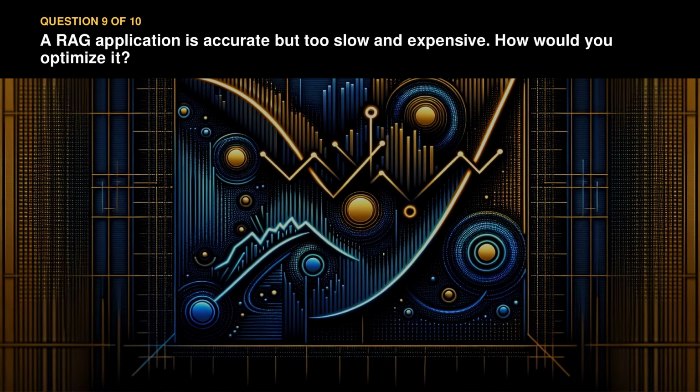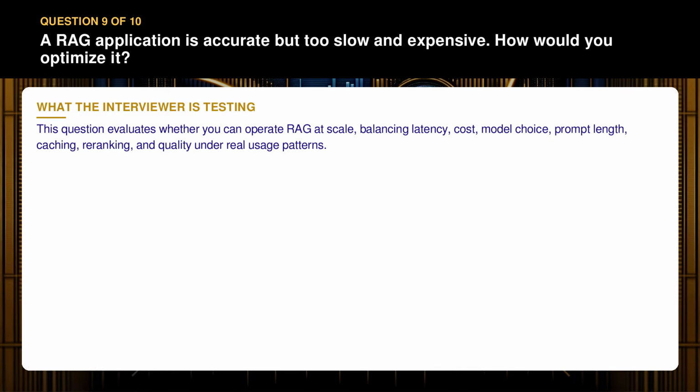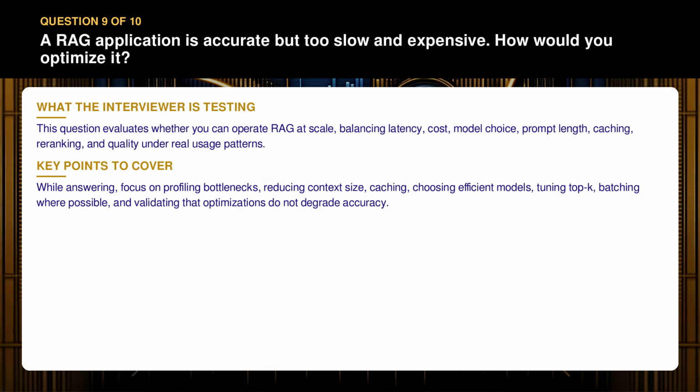Question 9. A RAG application is accurate but too slow and expensive. How would you optimize it? This question evaluates whether you can operate RAG at scale, balancing latency, cost, model choice, prompt caching, re-ranking, and quality under real usage patterns. While answering, focus on profiling bottlenecks, reducing context size, caching, choosing efficient models, tuning top K, batching where possible, and validating that optimizations do not degrade accuracy.